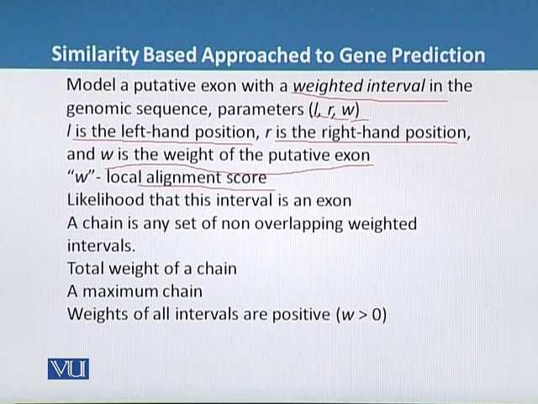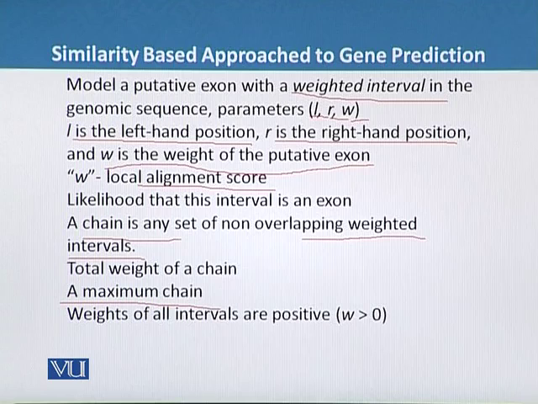A chain is any set of non-overlapping weighted intervals. The total weight of a chain is the sum of the weights of the intervals in the chain. A maximum chain is a chain that has the maximum total weight among all possible chains. Below we will see an algorithm where all intervals are positive, that is, W is greater than 0.